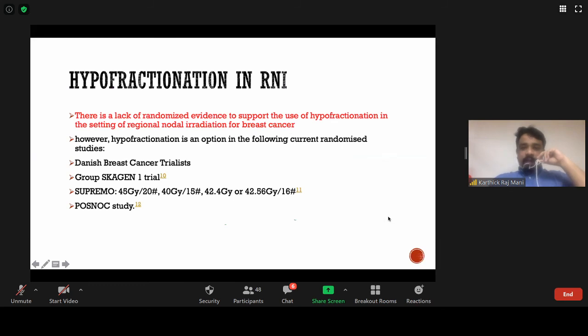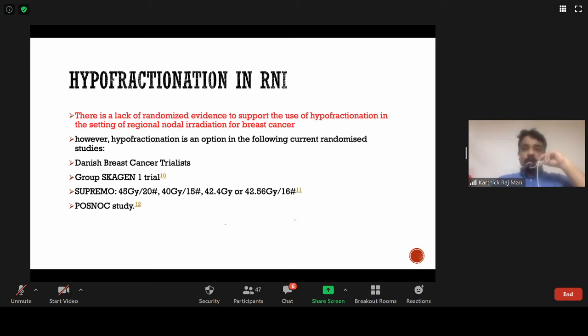Regarding hyperfractionation in regional nodal irradiation, there is still a lack of randomized evidence to support its use. There are ongoing trials, and some of them are in the completed stage, but we still don't have enough randomized evidence to support hyperfractionation in regional nodal irradiation.